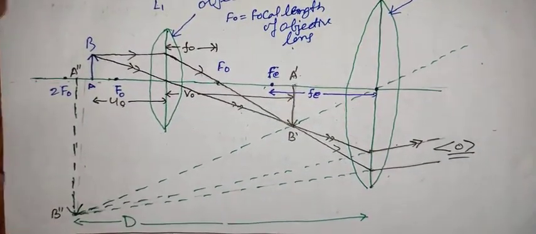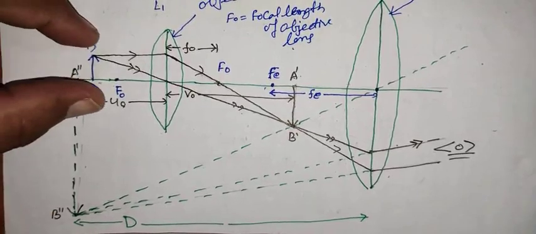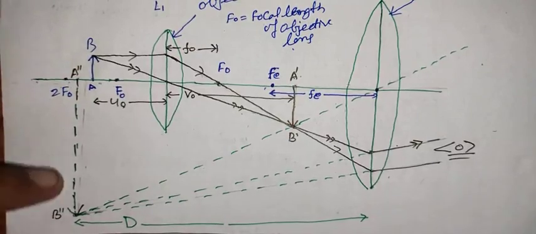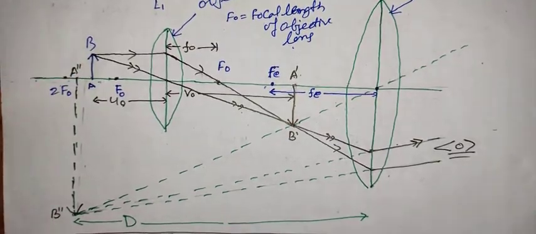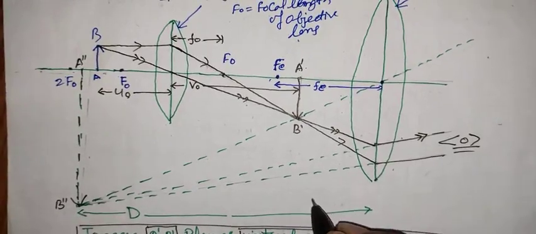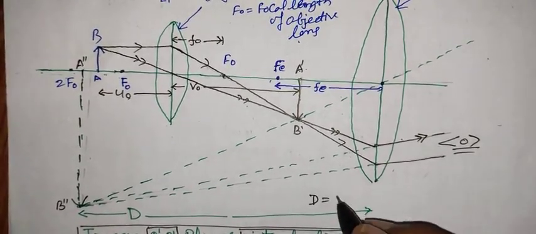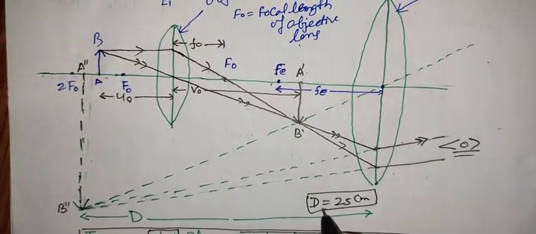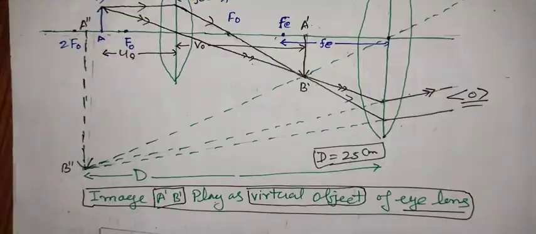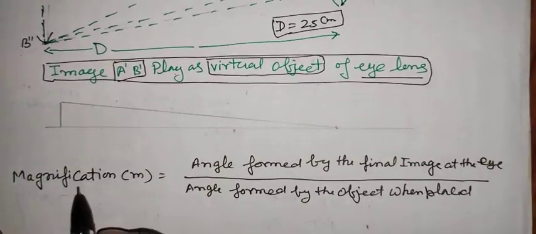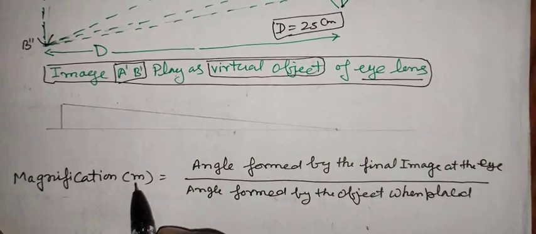See in the diagram of AB object, the final image is obtained at A dash B dash near to the object, at the least distance of distinct vision, capital D. We know for a normal eye it is 25 centimeter. Magnification in this case is denoted by M.